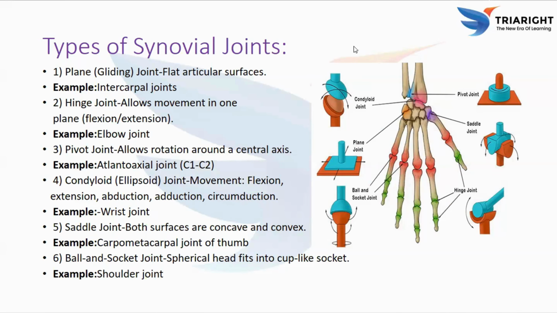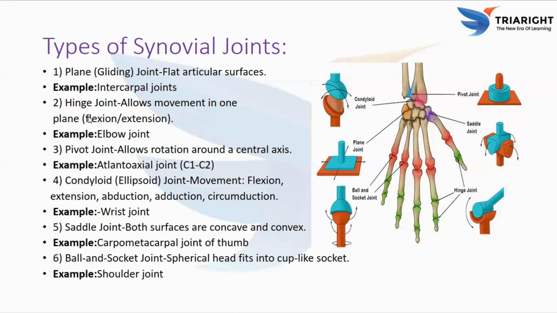So synovial joints, these are the joints which allow free movement, but different joints allow different types of movement depending upon their shape. So when coming to the first type, planar gliding joint. So these are the flat bone surfaces which slide over each other. So what is the movement? The gliding movement only. What is the example? The intercarpal joints, which are present in between the wrist bones.